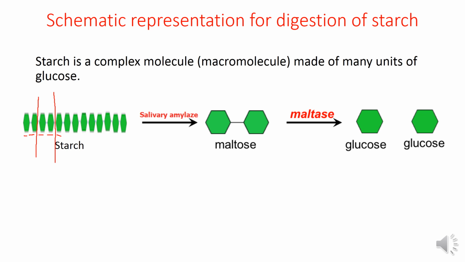Then, in the presence of maltase, maltase is an enzyme that digests maltose into glucose. This is the action of maltase. It separates the two glucose units. So, starch is digested first into maltose, and then maltose is digested by the action of maltase into simple nutrients that are called glucose.